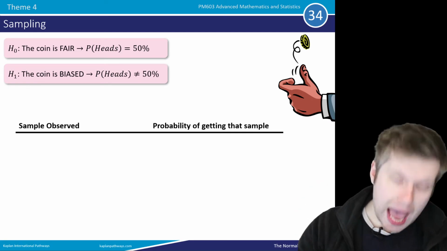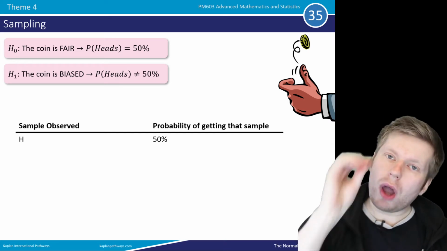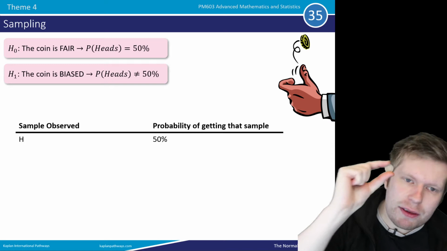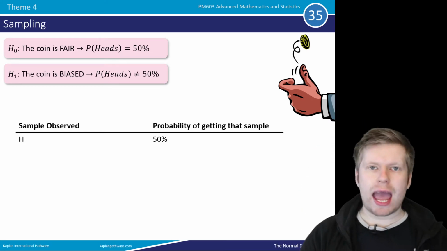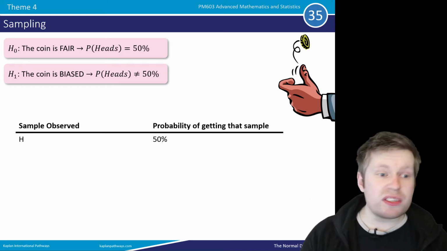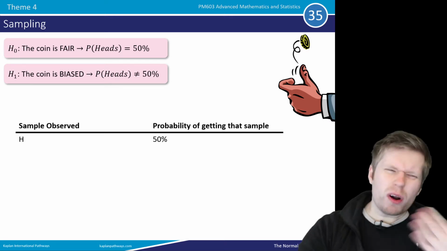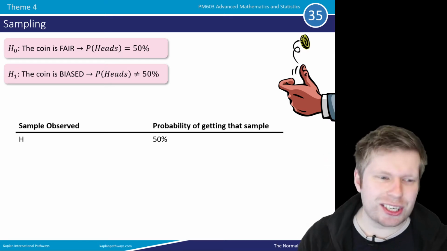So I'm going to flip it once, and it's a heads, okay? Well, I know that if that null hypothesis is true, if this coin is genuinely fair, the probability of getting a heads from just flipping it once is 50%. So that's the probability of obtaining my sample. But I want to be a bit more accurate, so I'm going to obtain a bigger sample now.